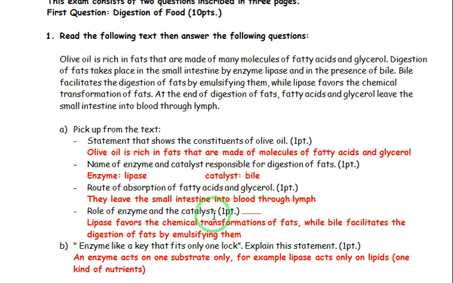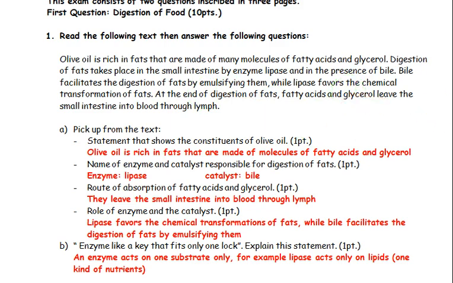Pick out the role of enzyme and the role of catalyst also from the text here. We can say that bile facilitates the digestion of fats by emulsifying them, while lipase favors the chemical transformation of fats.